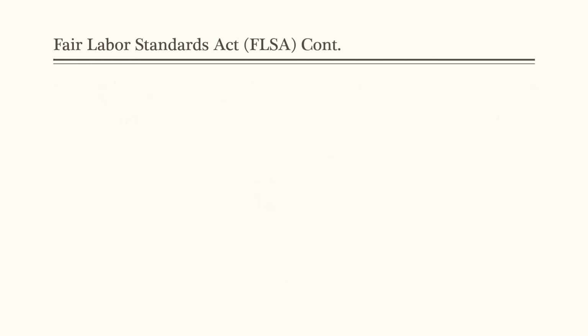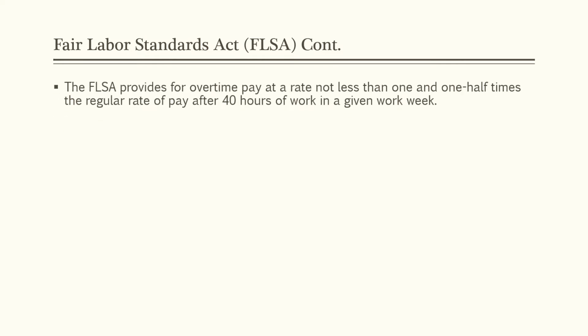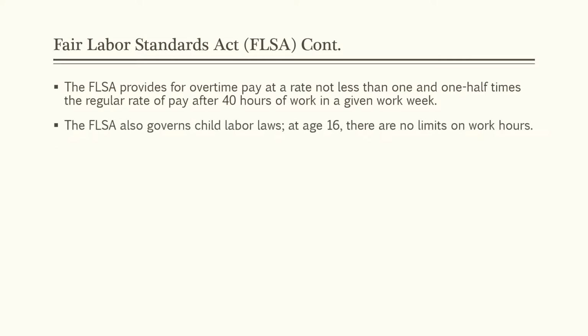While the FLSA doesn't provide for the types of wages I mentioned on the previous slide, it does provide for overtime pay. The FLSA provides for overtime pay at a rate not less than 1.5 times the regular rate of pay after 40 hours of work in a given work week. The FLSA also governs child labor laws. I'm not going to go into all the child labor laws. What you need to remember is that at age 16, there are no limits on work hours.